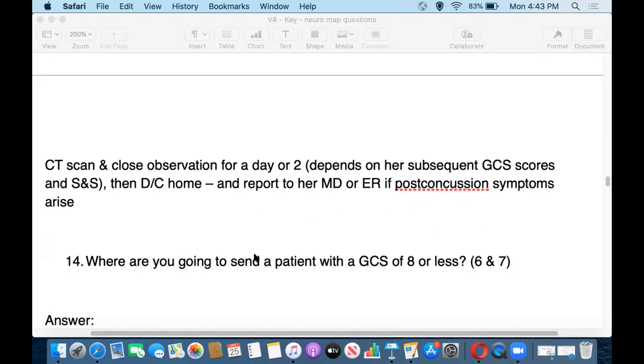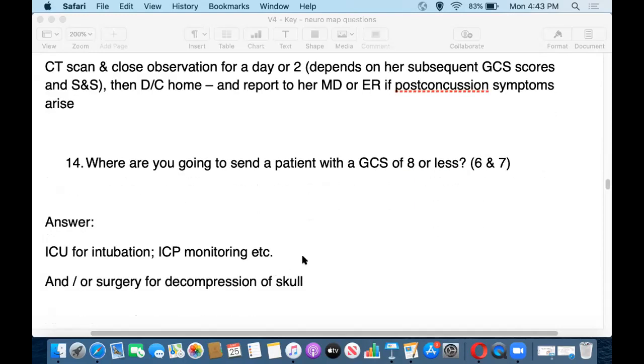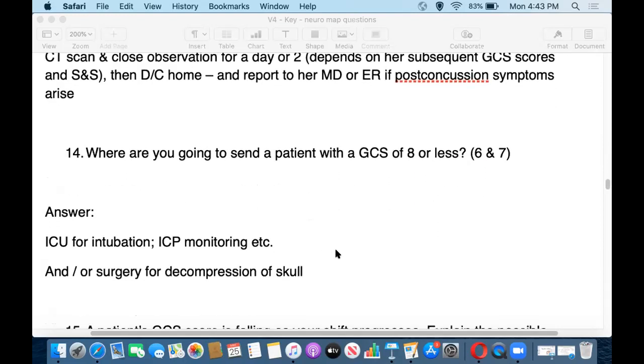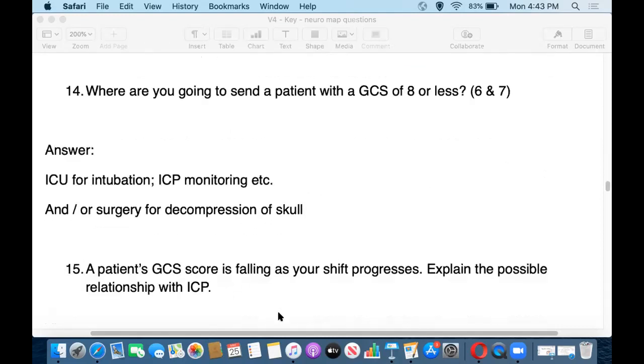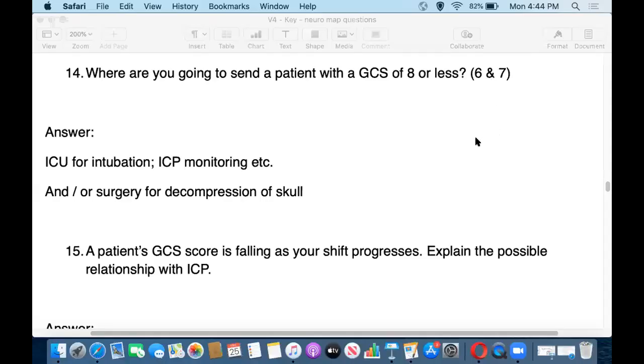Finally, that severe head injury, what's going on with 8 or less. Okay, and it's just kind of a summary of what we just talked about. So question 15 is really just asking you to apply, kind of put together everything we've said so far, like in a nutshell. Looking at the beginning of the first video in this unit up to now, what's going on? If you look at a patient and the GCS is falling, how does that relate to ICP?